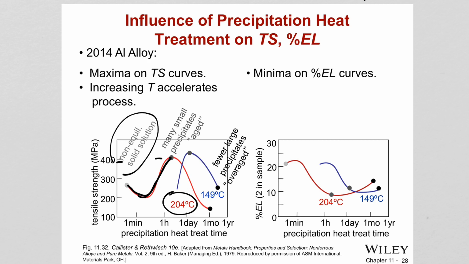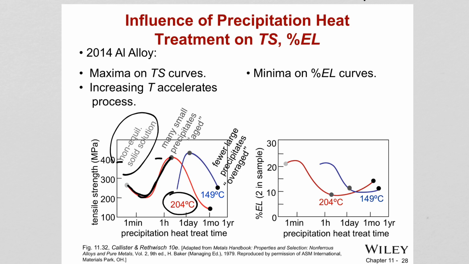Therefore, precipitation hardening is not a good technique to strengthen the material if you're going to use it at high temperatures. Because if you have strengthened the material with precipitation hardening, and you use that material at high temperatures, it's going to lose its strength.